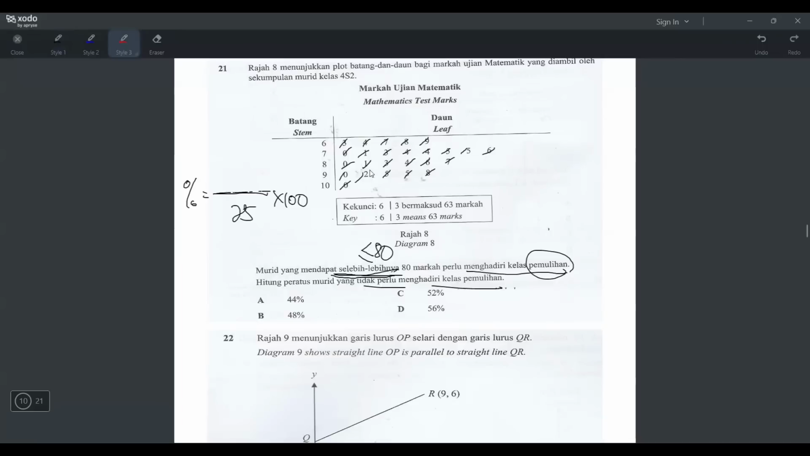So I'll use red color to circle yang kena pergi pemulihan. So yang kena pergi pemulihan siapa? Ini semua kena pergi pemulihan. Ini semua tak boleh pakai, tak guna. Because all less than 80 ya.